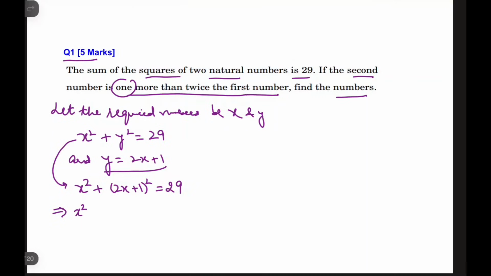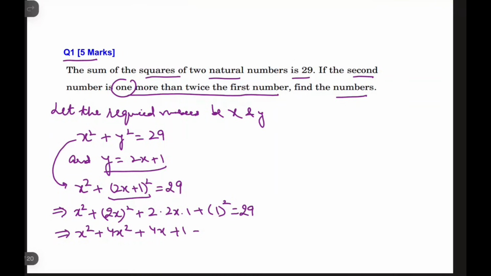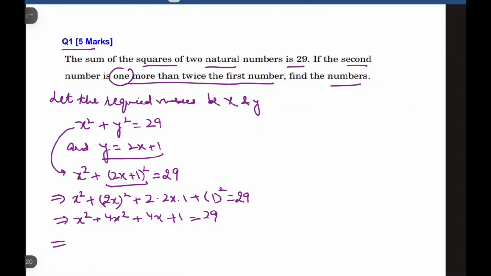That implies x square, and here we will be applying the formula of (a plus b) whole square, that is a square plus 2ab plus b square, is equal to 29. That implies x square plus 4x square plus 4x plus 1 is equal to 29. That implies 5x square plus 4x plus 1 minus 29 is equal to 0. That implies we have 5x square plus 4x minus 28 is equal to 0.